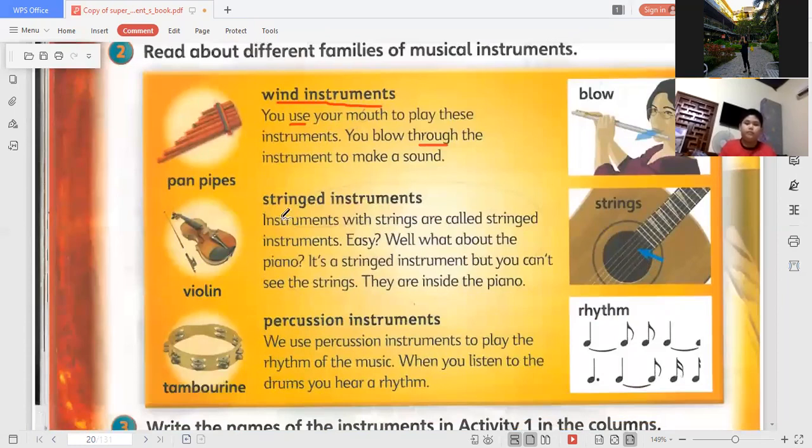Next one is stringed instruments. Again, please say stringed instruments. Okay, what is a string instrument? Instruments with strings are called string instruments. Easy. Well, what about the piano? It's a string instrument. You can see the strings there inside the piano.